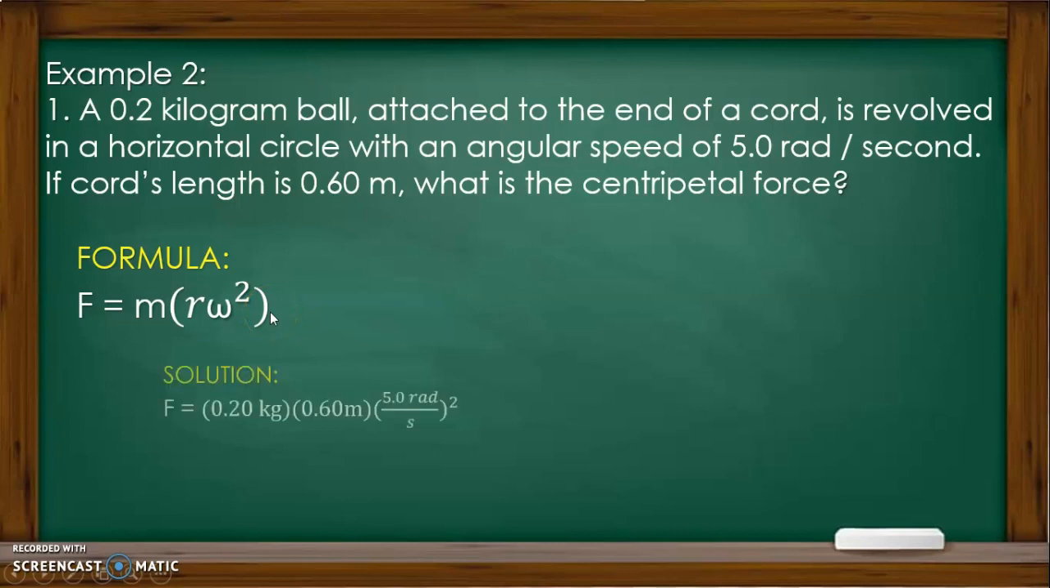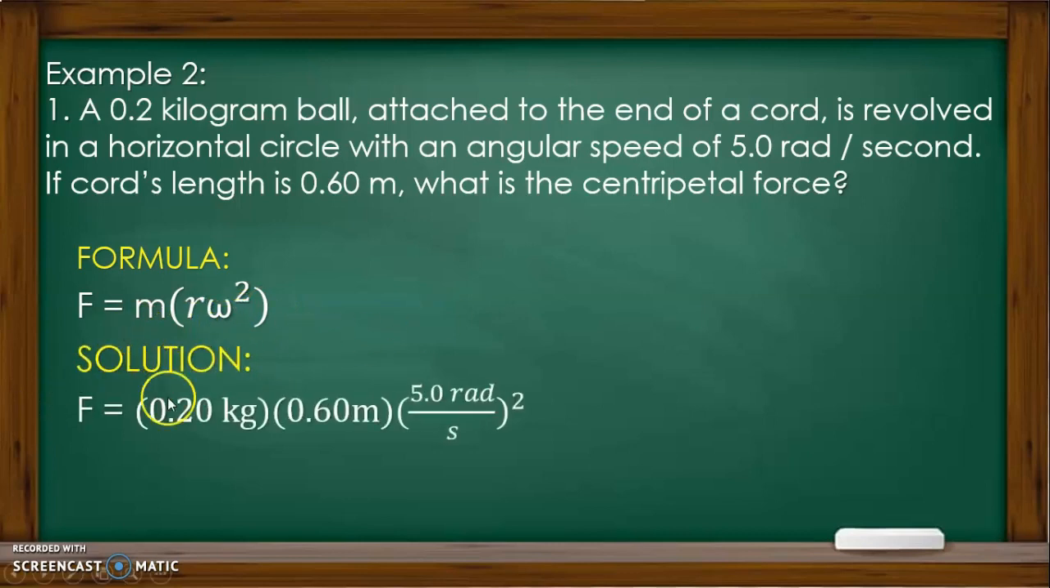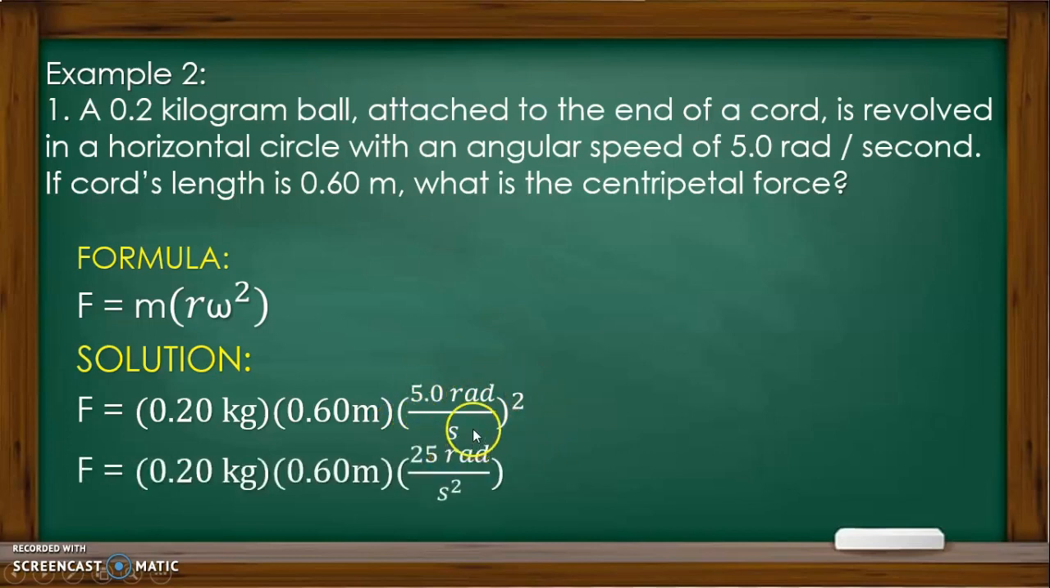We now substitute. So mass is 0.2 kilogram, radius is 0.6 meter, and angular velocity is 5 radians per second. We then simplify the equation by solving for the square of the angular velocity first. So 5 radians per second squared is equal to 25 radians squared per second squared. We then multiply that by the radius of 0.6 meter and then finally by the mass of 0.2 kilogram. So now, our centripetal force is equal to 3 newtons.